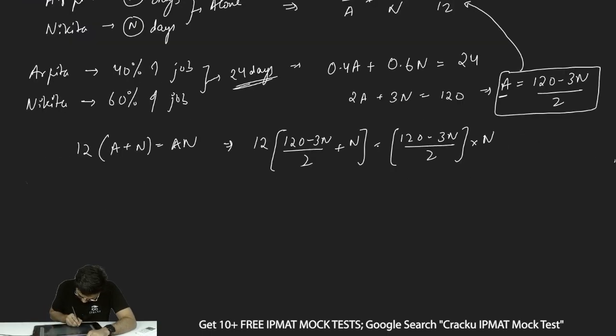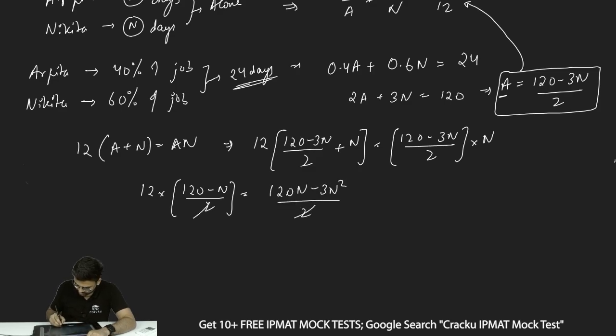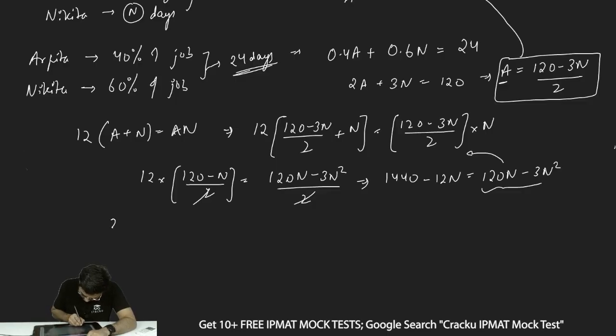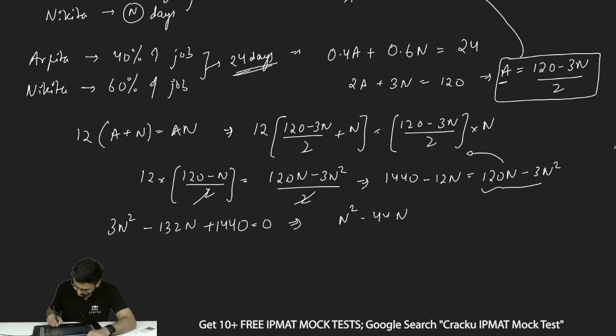Now this will be further solved as 12 into (120 minus N) by 2. This will be equal to (120N minus 3N square) by 2. So the 2 and 2 will cancel, and we will be left with 12 into 120 is 1440 minus 12N is equal to 120N minus 3N square. I'll take the right hand side to the left hand side. This will come out as 3N square minus 132N plus 1440 is equal to 0. I'll divide the entire equation by 3. This will be N square minus 44N plus 480 is equal to 0.